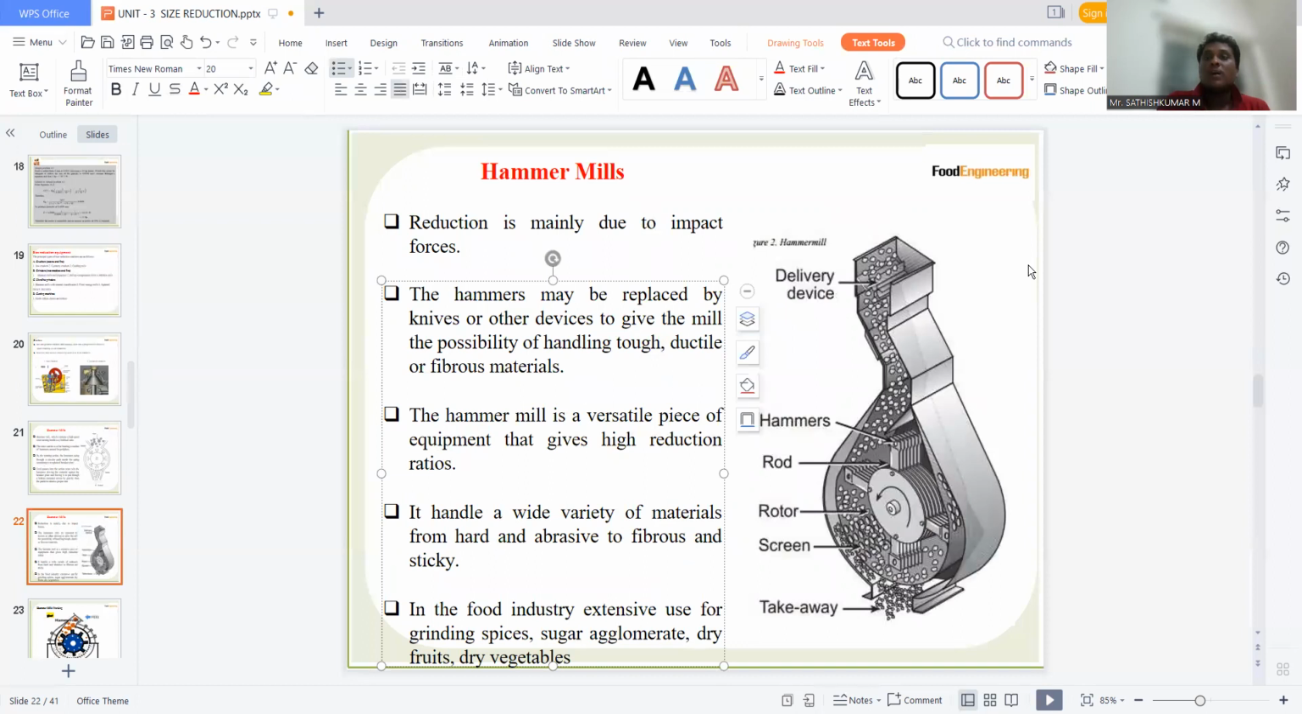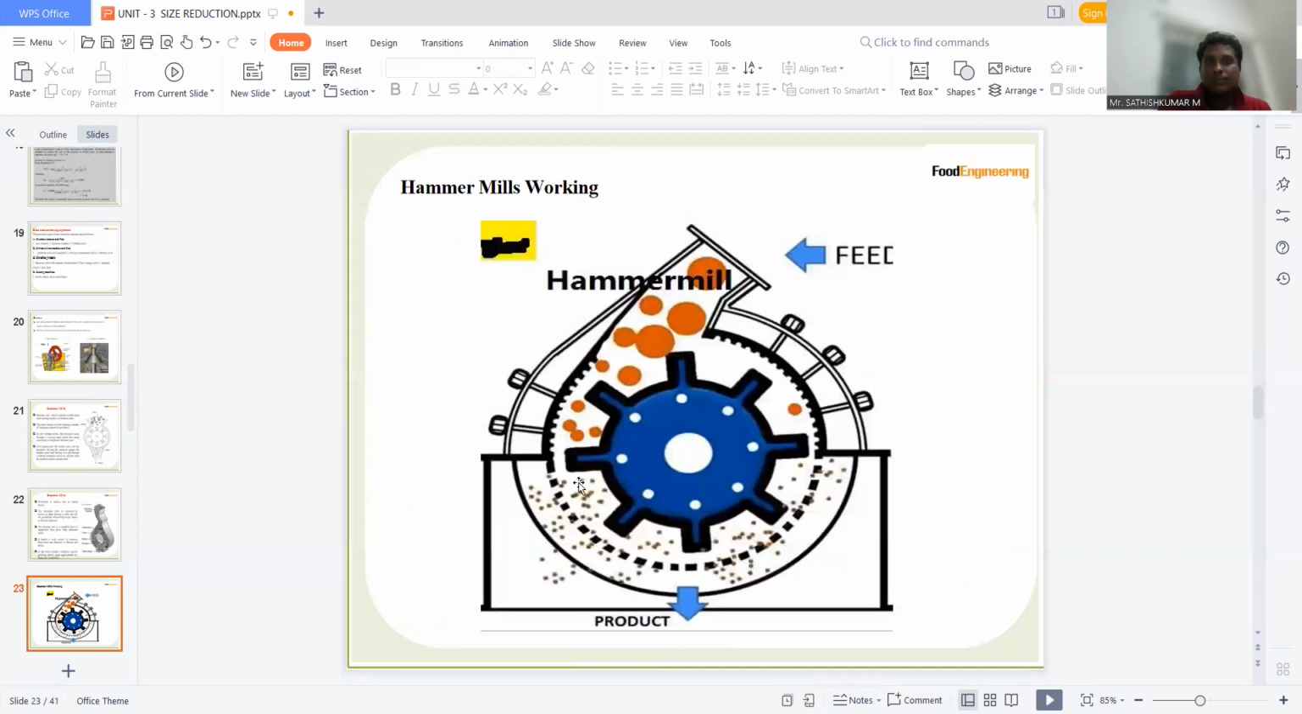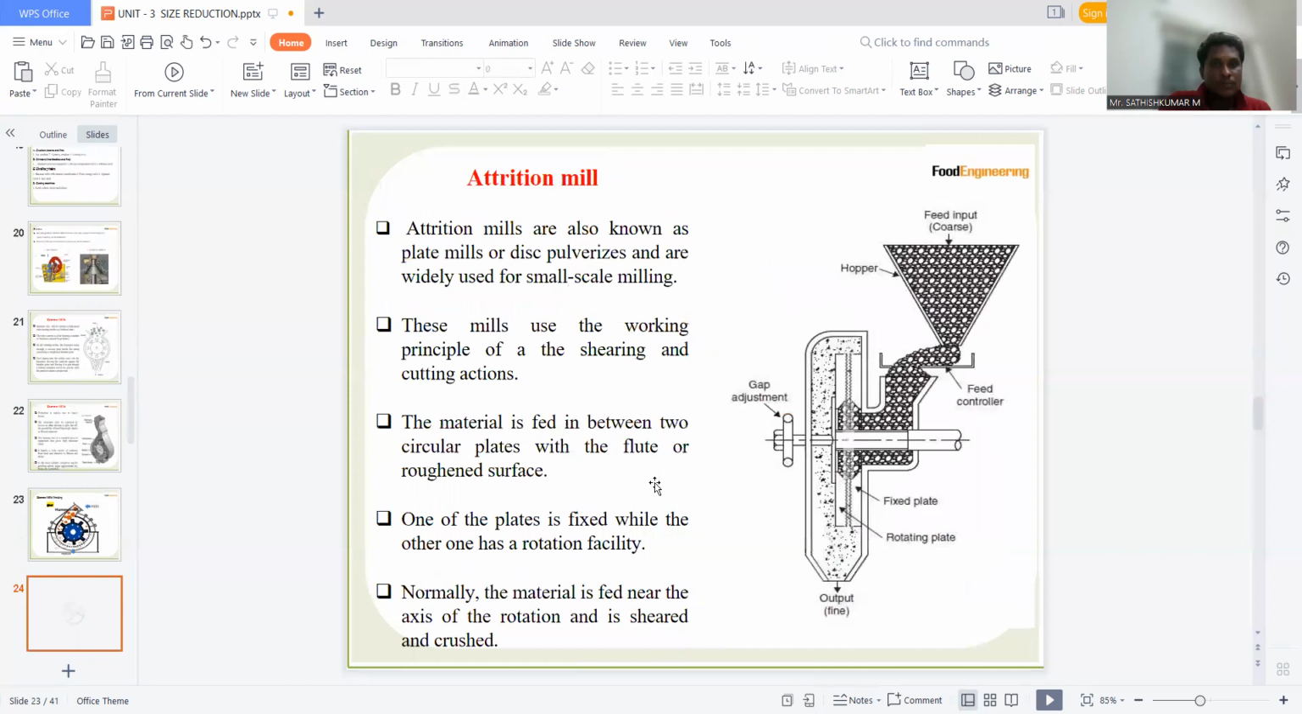Okay, in the case of crushers, we use compression force. In the case of hammers, we use impact forces. The hammers may be replaced by knives or other devices, giving the possibility of handling tough, ductile, and fibrous materials. In the food industries, it is extensively used for grinding spices, sugars, dry fruits, and dry vegetables. Okay, this picture shows the process of hammer mills.